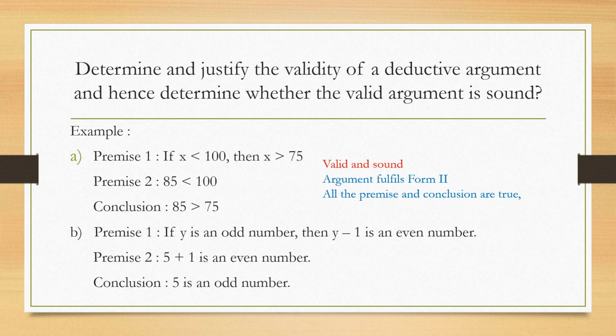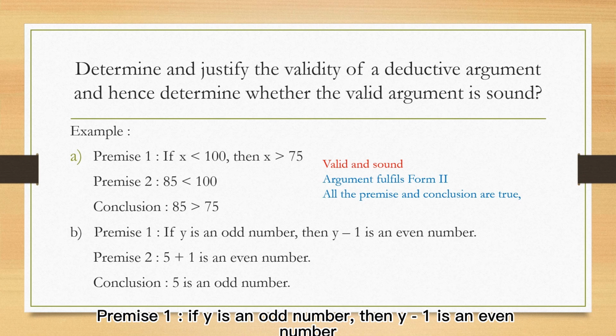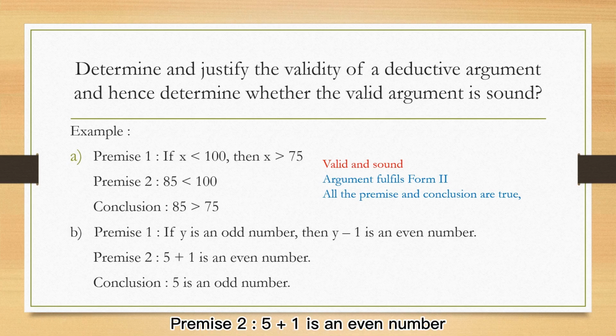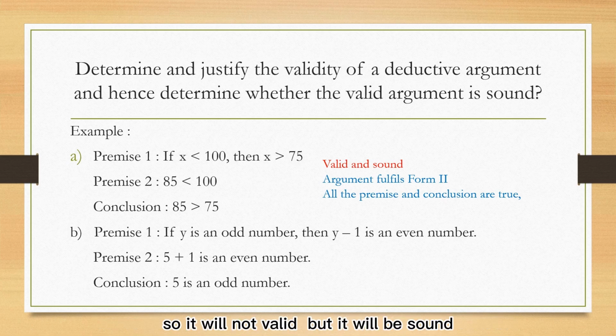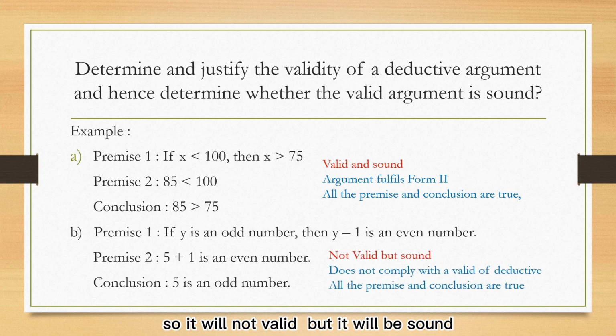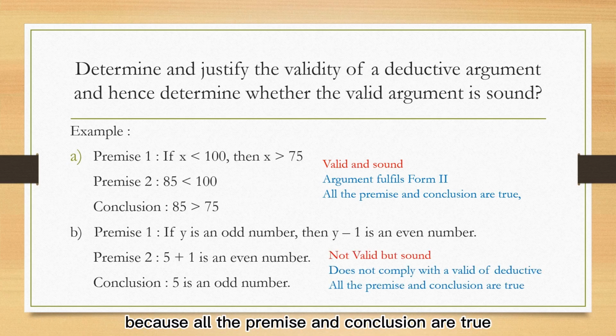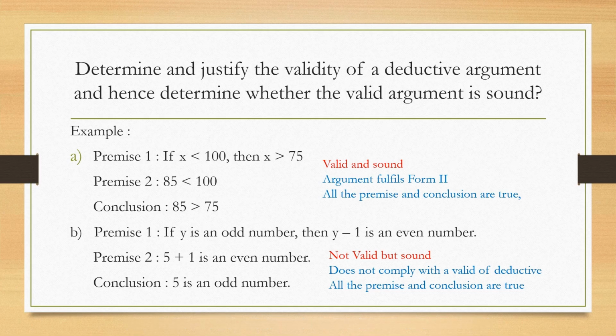Second question. Premise 1 is if y is an odd number, then y minus 1 is an even number. Premise 2 is 5 plus 1 is an even number. Conclusion is 5 is an odd number. As we can see, the argument does not fulfill any of the deductive forms, so it is not valid, but it is sound because all the premises and conclusion are true.